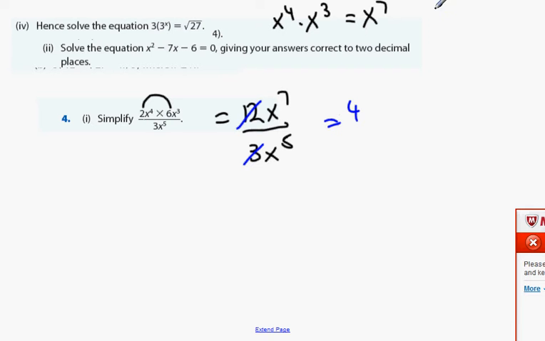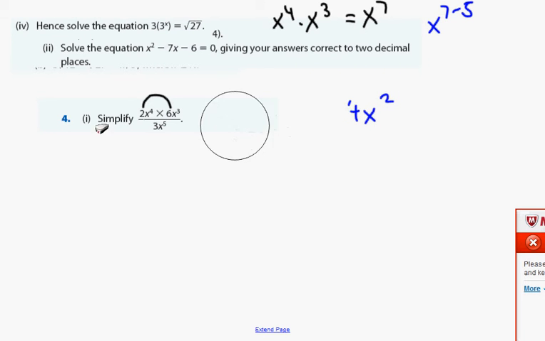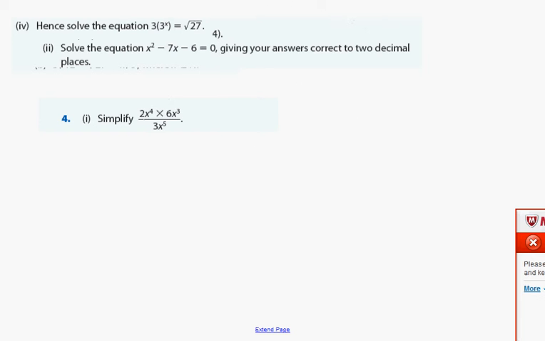4. And what's x7 divided by x5? x2. x7 minus 5, which is x2. So the answer to that is 4x squared. Right? Easy enough. Alright, moving on to the next question.